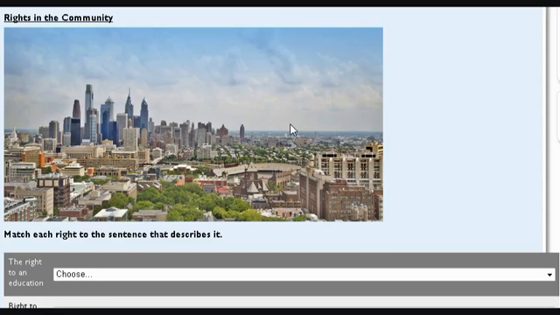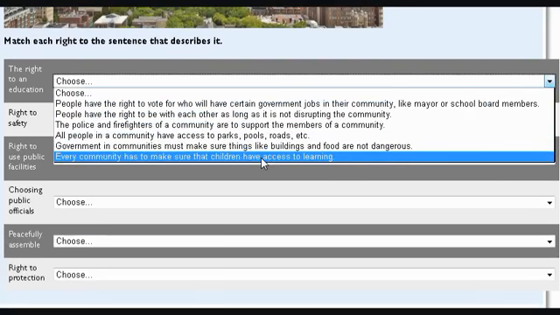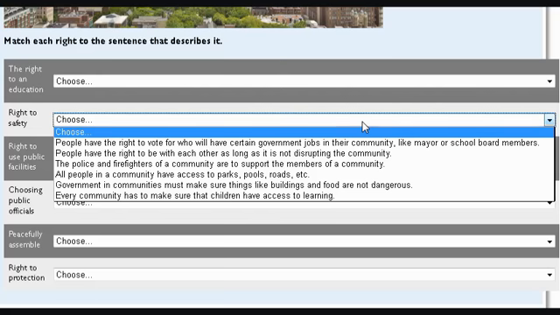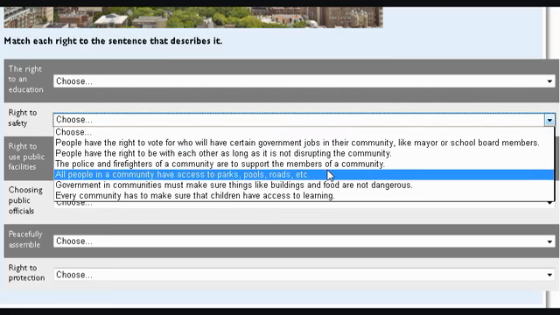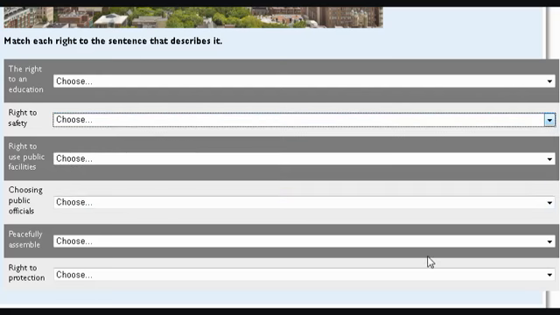So what you're going to do is first, match each right to the sentence that describes it. So for example, right here it says the right to an education. So what you'll do is go over here, look at the drop down box, scroll down here. You'll try and figure out which one of these best describes what the right to an education means. Once you pick one, you go to right to safety. Same thing, try and find the one that you think best describes the right for us to have safety in our communities. Okay, and you do that for each of these.